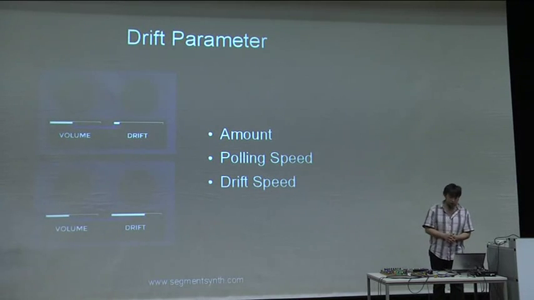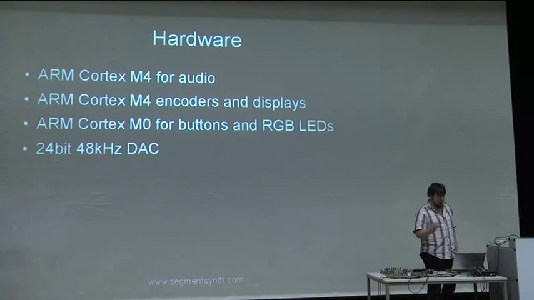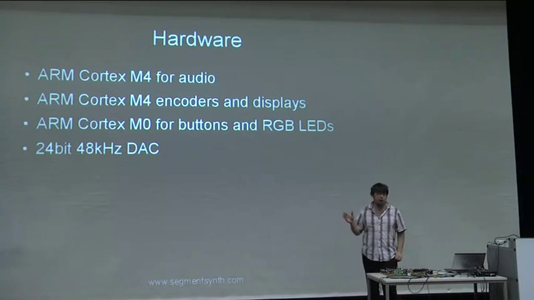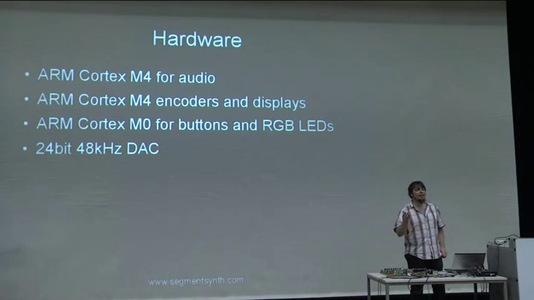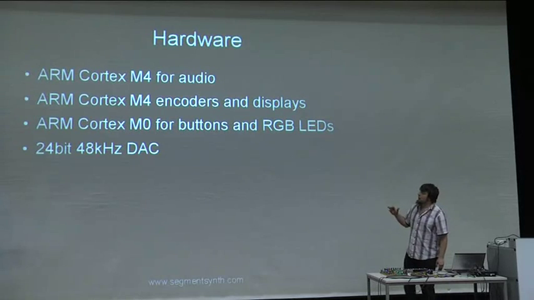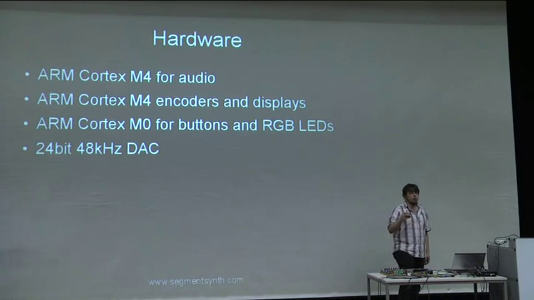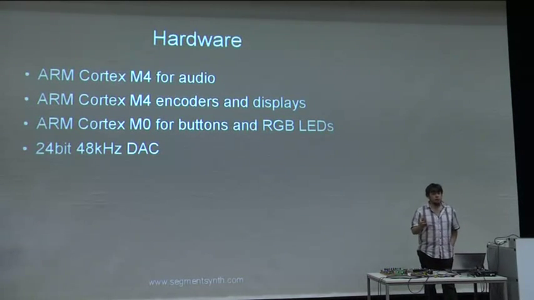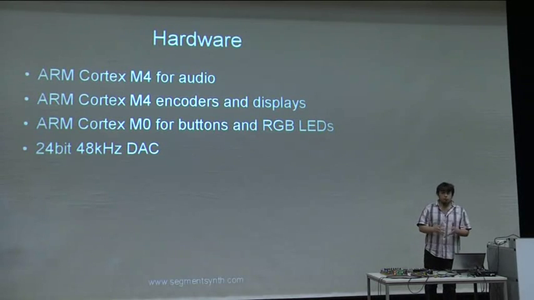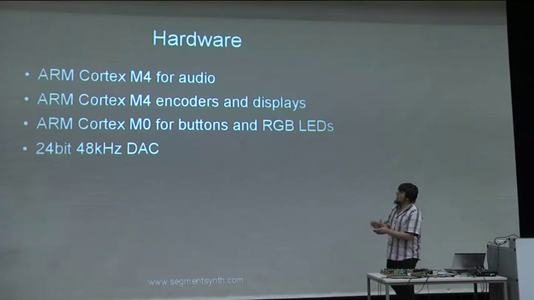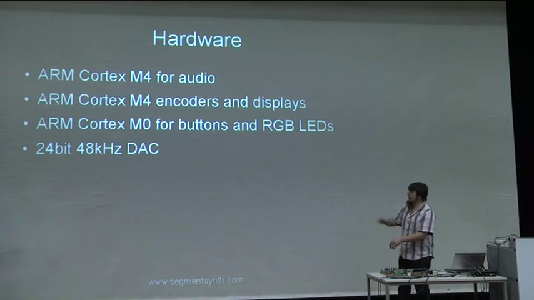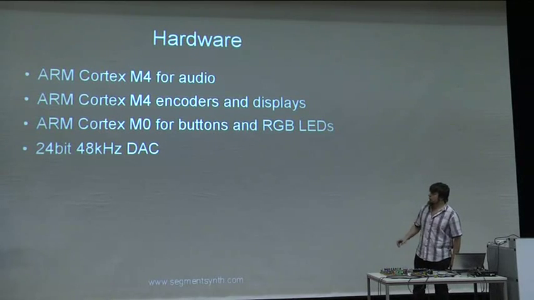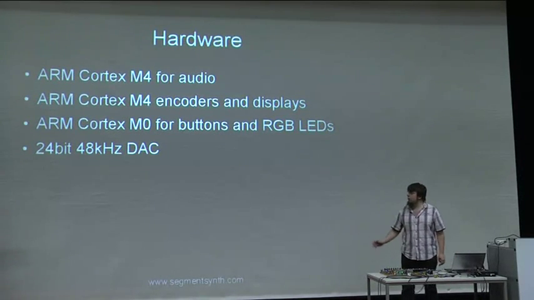So for the hardware bit, let's talk about hardware a little. We're using an ARM Cortex-M4 for audio, and it's bare metal. There's no OS, so sorry to disappoint all the Linux souls among us. We decided not to use any operating system because the chip is already running at 168 megahertz, so it was already pretty tough to optimize it so heavily so it runs. Then it uses, again, a Cortex for encoders and displays, and an M0 for buttons and RGB LEDs. M0 obviously because there's no need for a CPU that powerful.